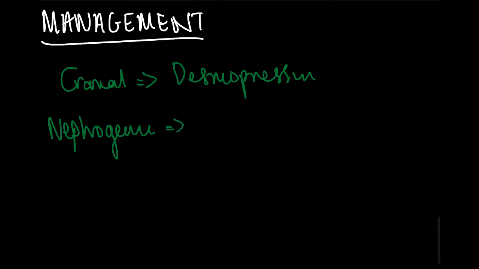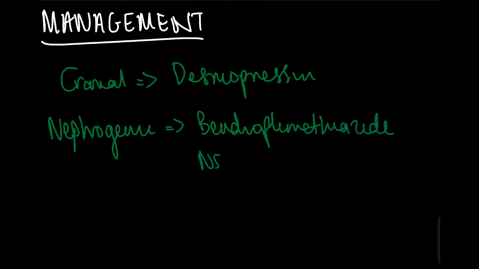Or nephrogenic, where there is an impaired response of the kidney to ADH, we can give bendroflumethiazide. We can also give NSAIDs, because prostaglandins normally inhibit the action of ADH. So if we give NSAIDs, which inhibit prostaglandins, we remove that effect. And how bendroflumethiazide works is the thiazides remove the solutes in the urine because there's an increase in plasma osmolality. So it removes that and decreases that effect.